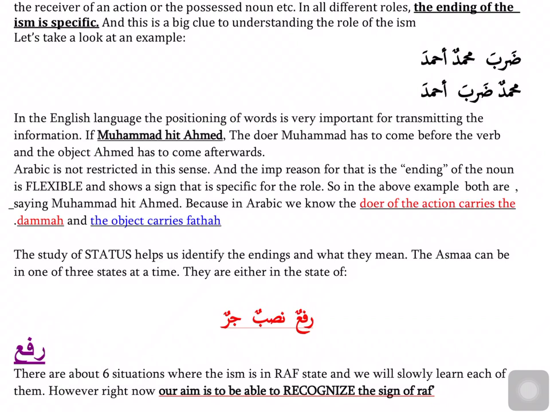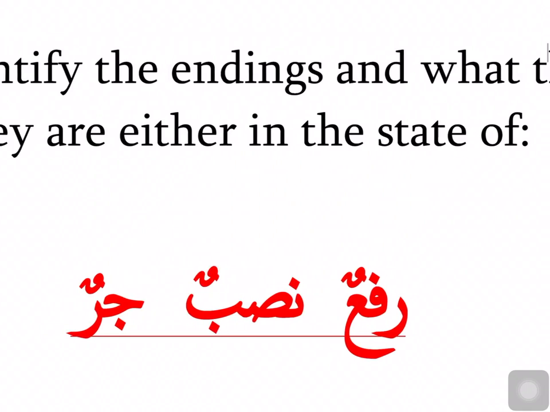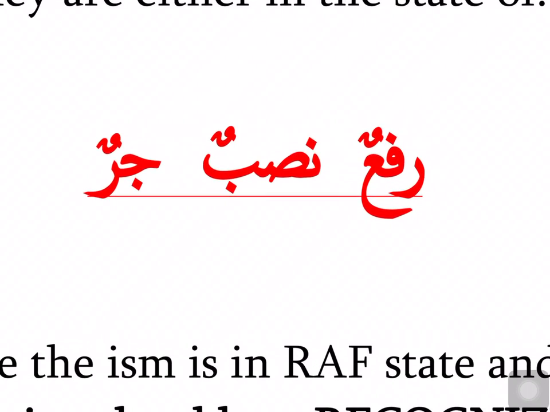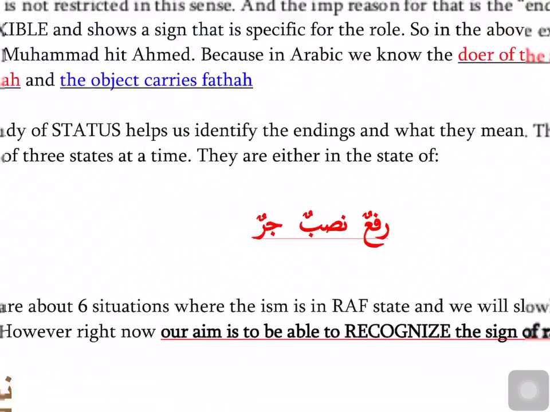So what are these endings and what is this property of ism called hala or i'rab? In terms of hala, an ism can have three options. An ism will either be raf'un or nasbun or jarrun. So an ism can either be in the hala of raf', nasb or jar. These are the three halat an ism can be in.